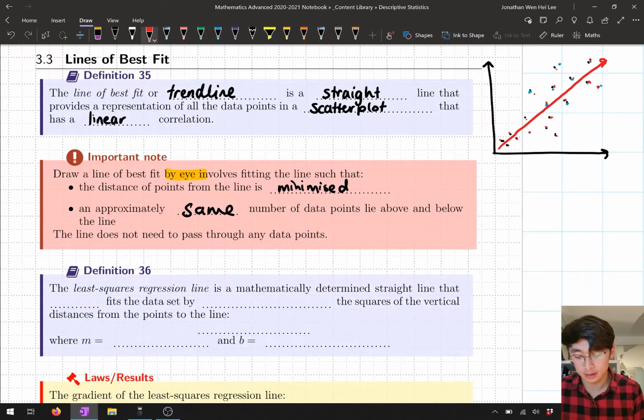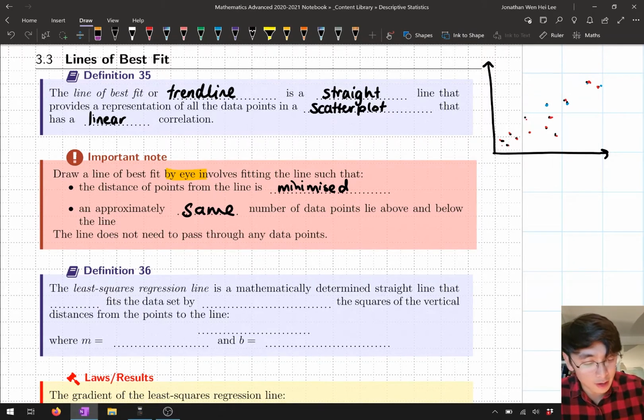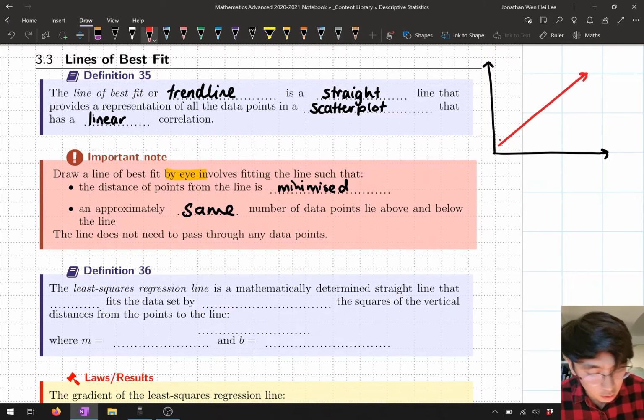And the final point is that the line does not need to pass through any data points. Sometimes you might have a data point that lies directly on the line of best fit, which is great, but it doesn't necessarily need to pass through any points. As long as it's in between and follows the previous two criteria, that's fine. A good example of this is if I draw my line of best fit first, and then we have a set of data where we've got dots either side of my line, and they're even like that.